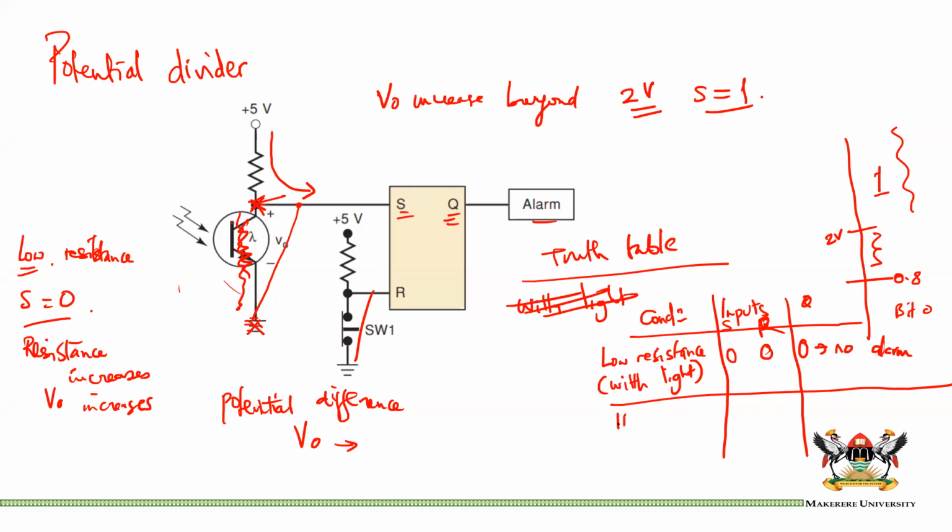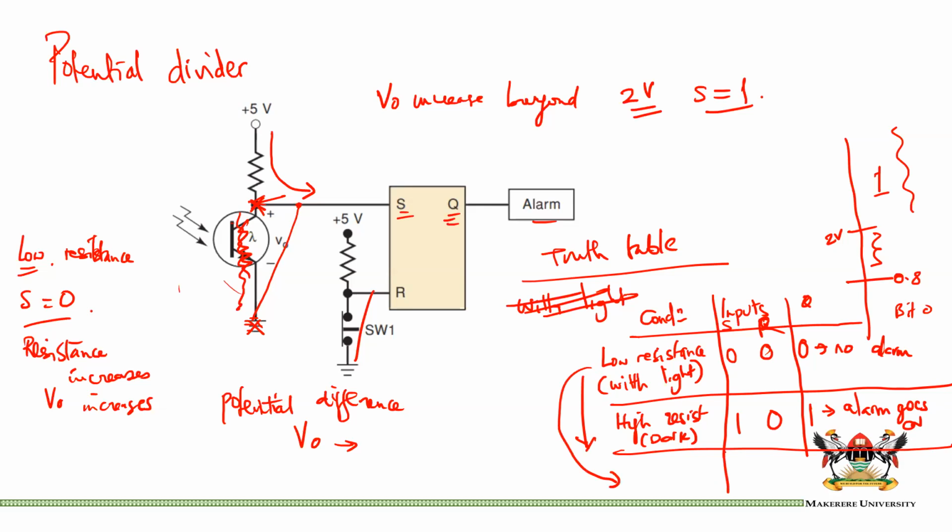And high resistance, in the dark, S goes to 1, R is still 0, and Q is set to 1, and your alarm goes on. And obviously, if you come back to this state, the alarm will go on until it is cleared, until it is reset.